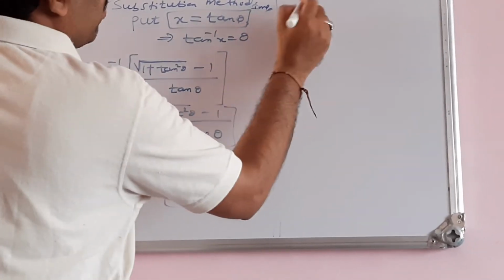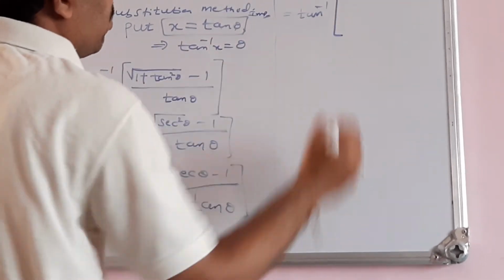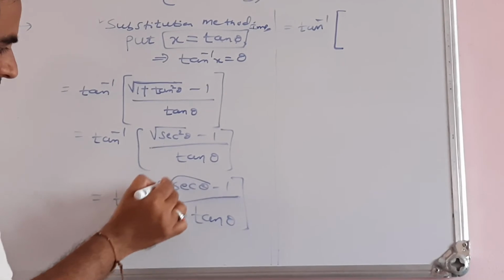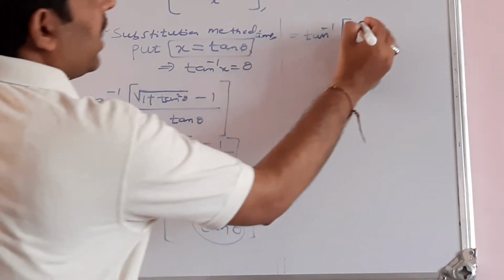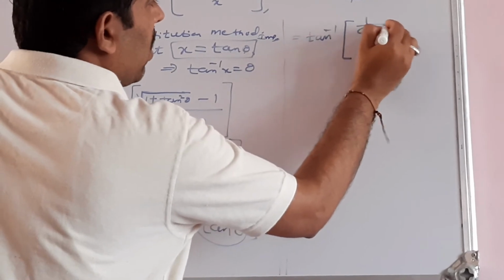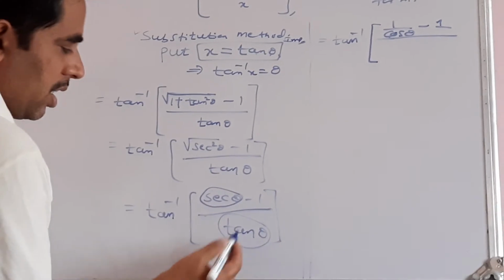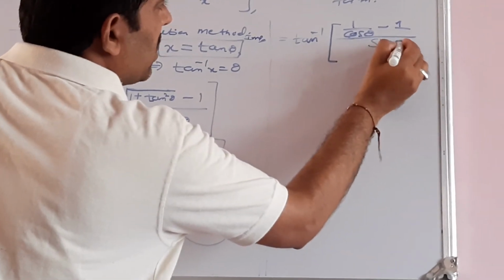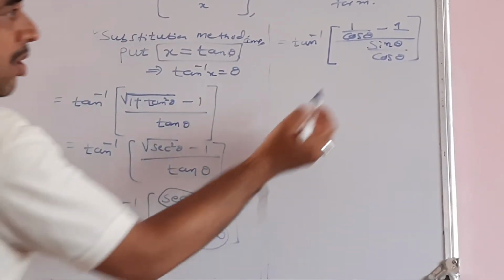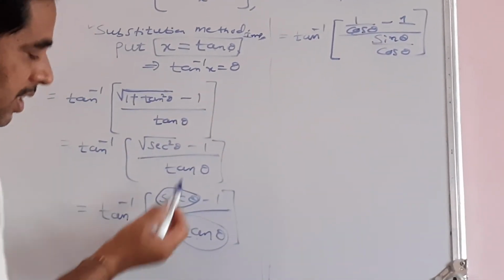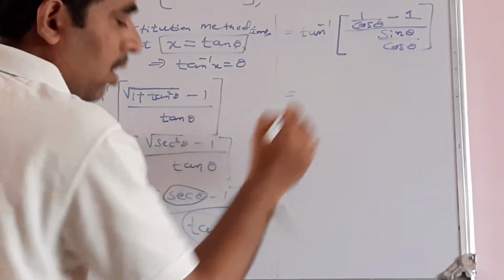Tan inverse of, okay, tan inverse of, so I will write this: secant theta is in the numerator and tan theta is in the denominator. So secant theta can be written as 1 by cos theta, so I will write this minus 1, as it is divided by this tan theta, which I can write as sin theta divided by cos theta. So the tan can be written as sin theta by cos theta, and the secant theta as 1 by cos theta. For this we have to take the LCM here.